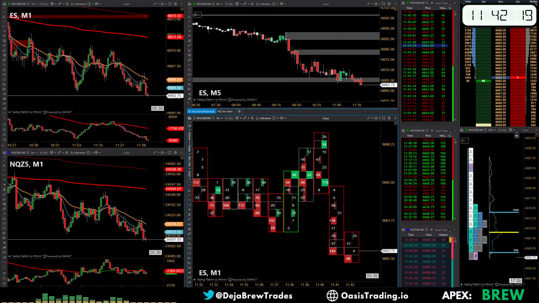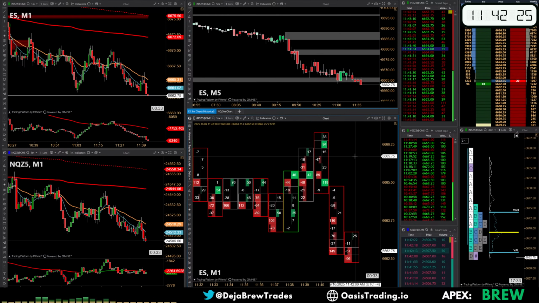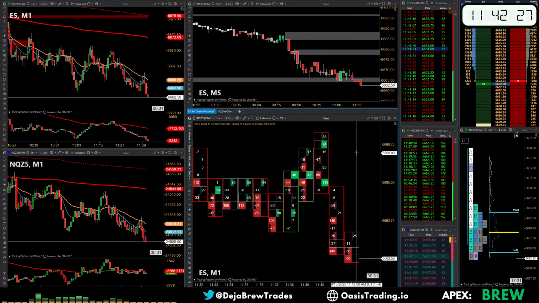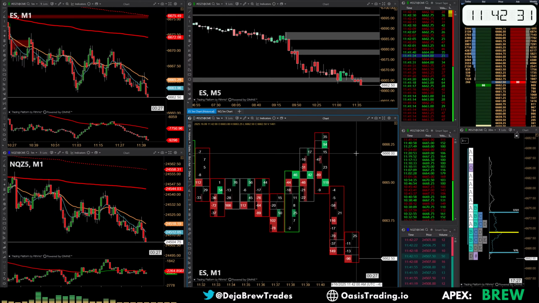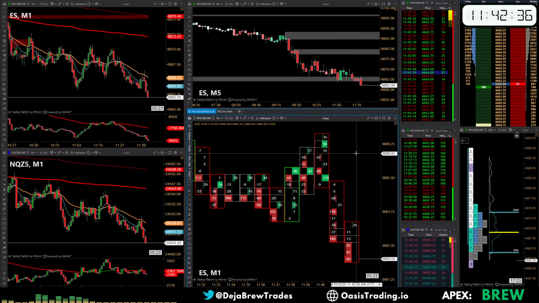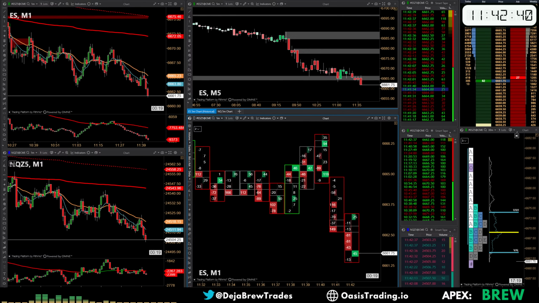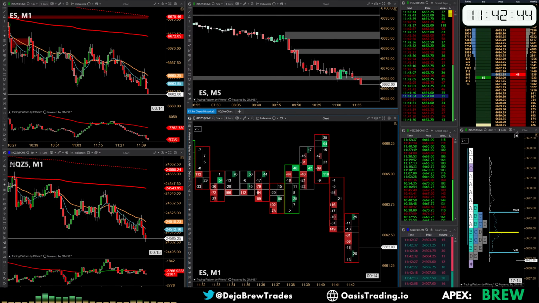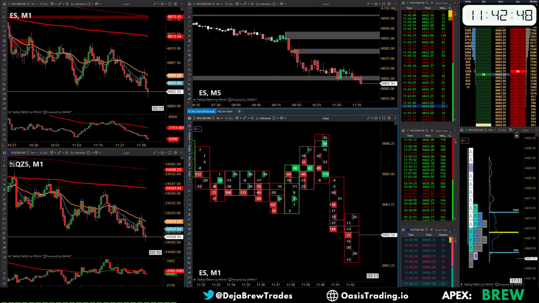You can have a mechanical entry with a mechanical bracket that is not set in stone. It's not the exact number every single time. It's based off a mechanical level, whether that's high of day, low of day, the ADMA 24 VWAP, whatever, it doesn't matter. It can be based off a mechanical level, but it doesn't mean that it's the exact same distance every single time. That is called trading your P&L, and that's an easy way to lose money.